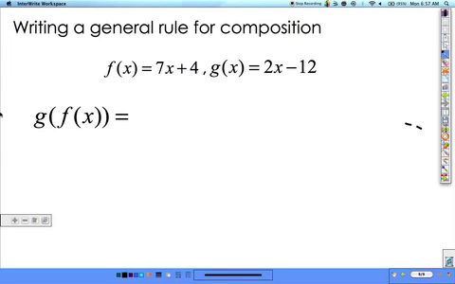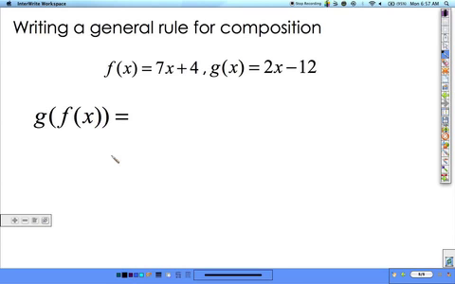Okay, one more video, and the purpose of this video is to discuss g composed with f of x, which is different than what we did in our last video. That was f composed with g of x. And we'll see whether or not it's necessary to make a distinction. Is there a distinction between g of f of x and f of g of x? So we'll go ahead and get to work.